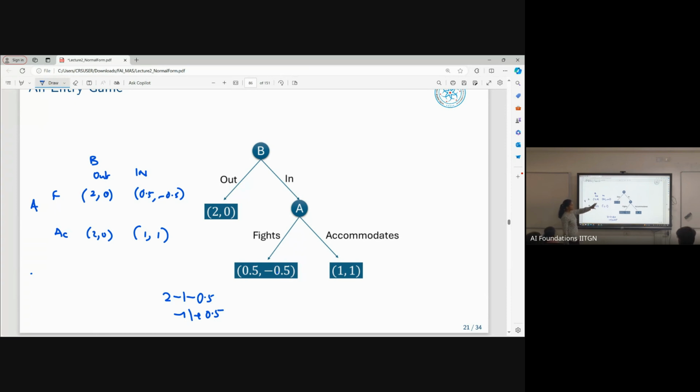So this is the corresponding strategic form. This is not the corresponding strategic form of the extensive game. This would have been the strategic form had we thought of this as a simultaneous game.